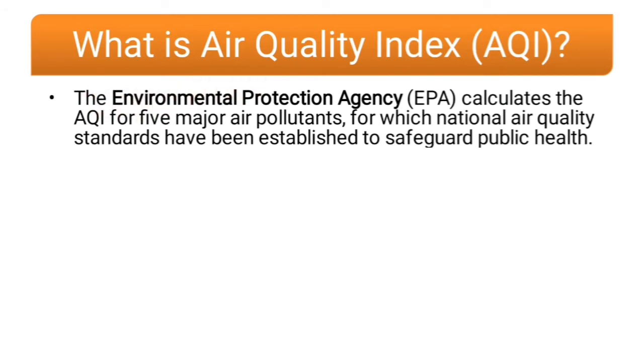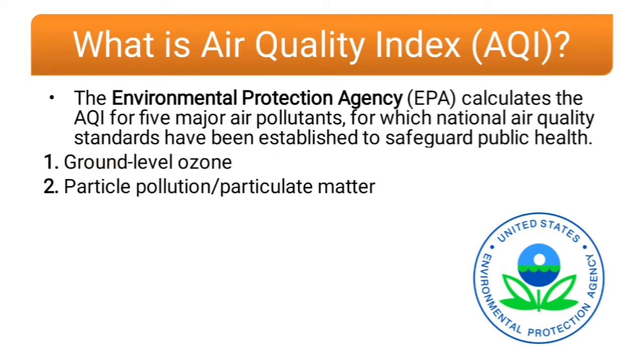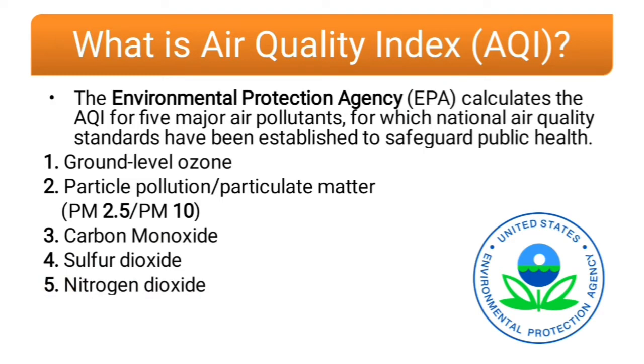The Environmental Protection Agency, this is their logo. The Environmental Protection Agency, that is EPA, calculates the AQI for major air pollutants, out of which first is ground-level ozone, then particle pollution, particulate matter, then carbon monoxide, sulfur dioxide, nitrogen dioxide. So these are the air pollutants, okay, which are calculated by EPA, for which the national air quality standards have been established to safeguard public health.